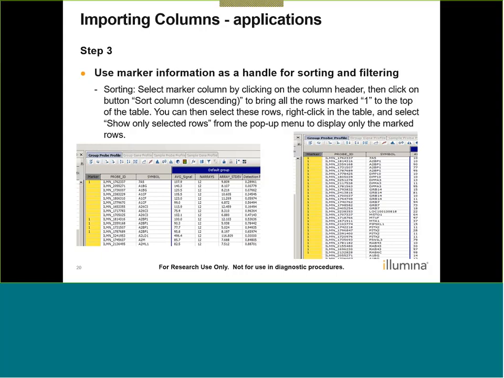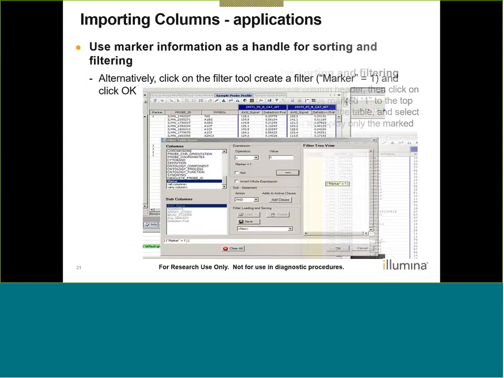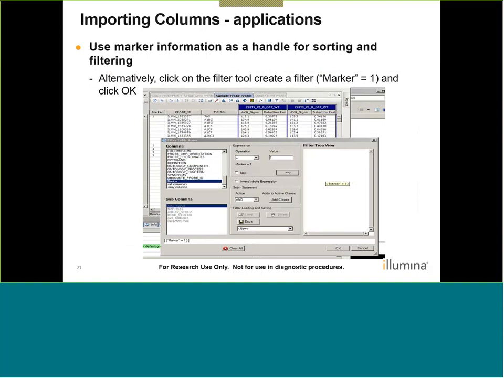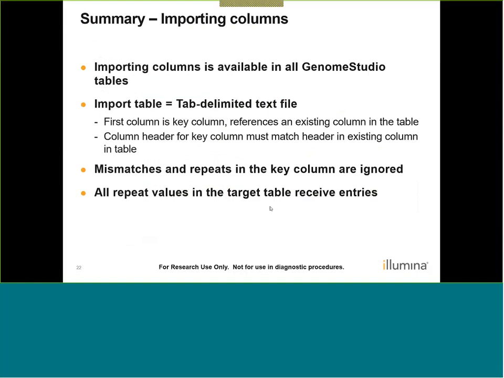Alternatively, you could click on the Filter tool, which is that button that's shaped like a funnel. You can select the value marker for column, and as you notice, any column that you add will now be visible as a column, and you can say marker equals 1 and click on the arrow here to add this to the filter tree. Once you click OK, again, the result will be that only the values which have the marker value of 1 will be displayed in the table.